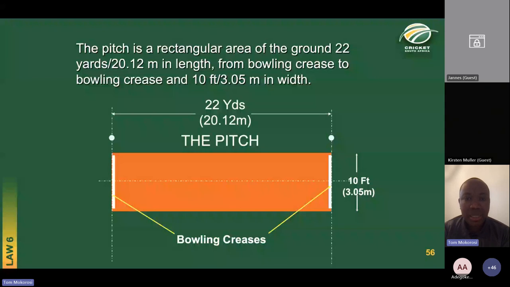30 centimeters sounds quite significant. It's about a foot. But if you take 30 centimeters divided by 20.12 meters, it is less than 1% variance of 20.12 meters. So compared to the entire length of the pitch, 30 centimeters is not too dramatic to be out by.